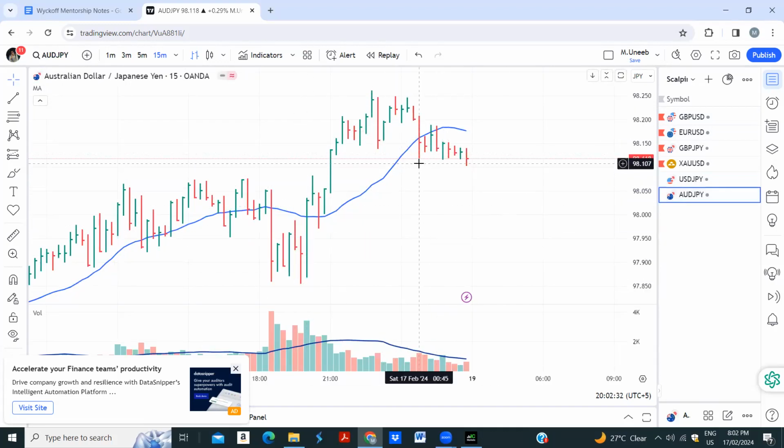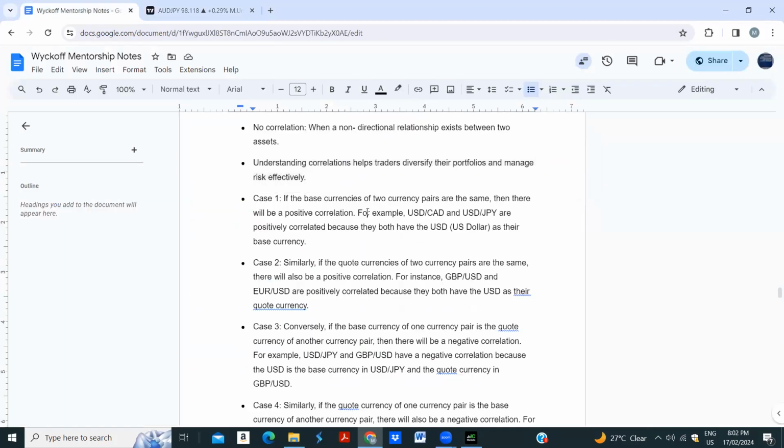Okay, so as a simple fact, this is the ideal situation. What I'm going to cover here is the ideal situation. Now, case one. If the base currency of two currency pairs is the same, then there will be a positive correlation. For example, USD CAD and USD JPY. Here, both have the same base currency, USD. So they will have a positive correlation.